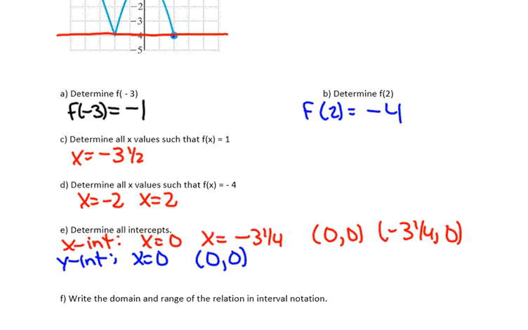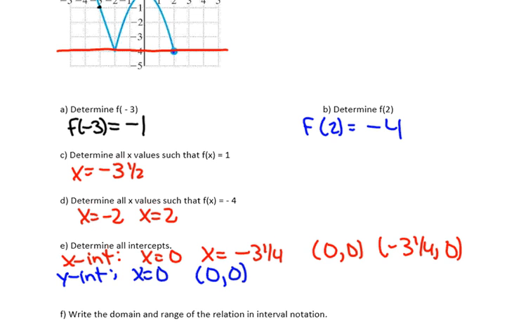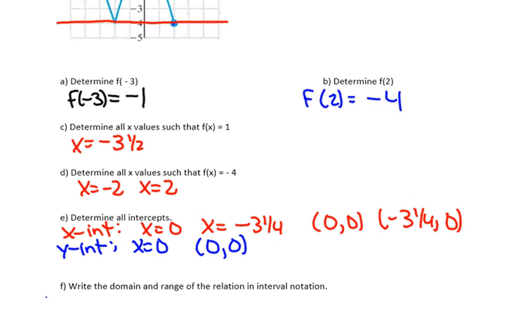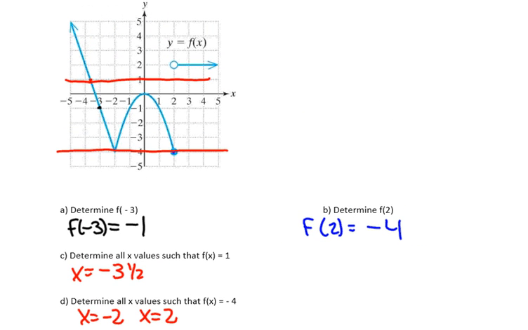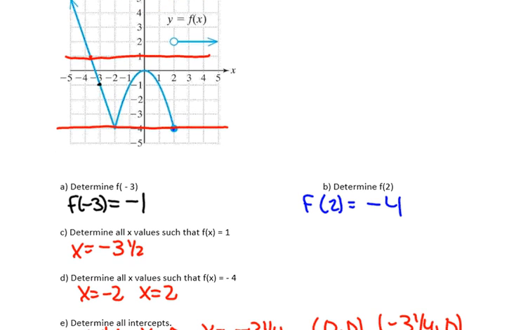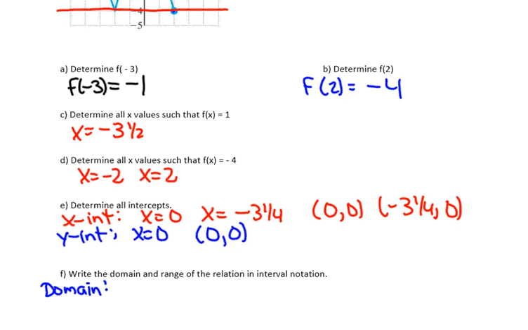Write the domain and range of the relation in interval notation. Okay, let's start with the domain. I'm going to write this down, and then we're going to go back up and take a look at the graph again. All right, so we start with negative infinity. We go all the way down, and then we come back up, and then we go all the way to the right. The only hole that is for the domain is at x equal to 2, but we already know that's covered because when x is 2, the range is going to be negative 4. So the domain in this case is going to be negative infinity to positive infinity.